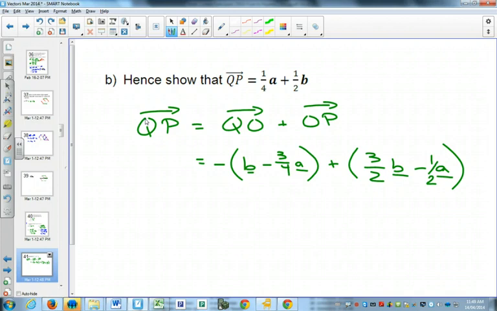And then putting this all together, we get negative 3/4 minus 1/2 will be negative 5 over 4A. And then we'll have, oh, just a second, got to distribute that negative, right? We get positive 3/4 minus 1/2 will be positive 1/4 A. And then negative B plus 3/2 B will be plus 1/2 B.